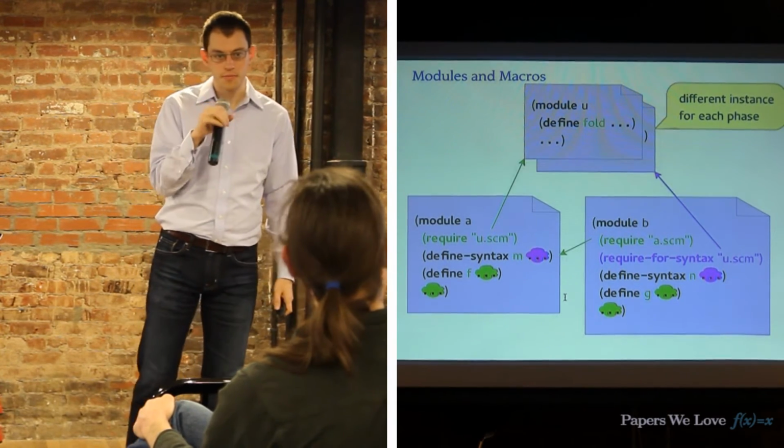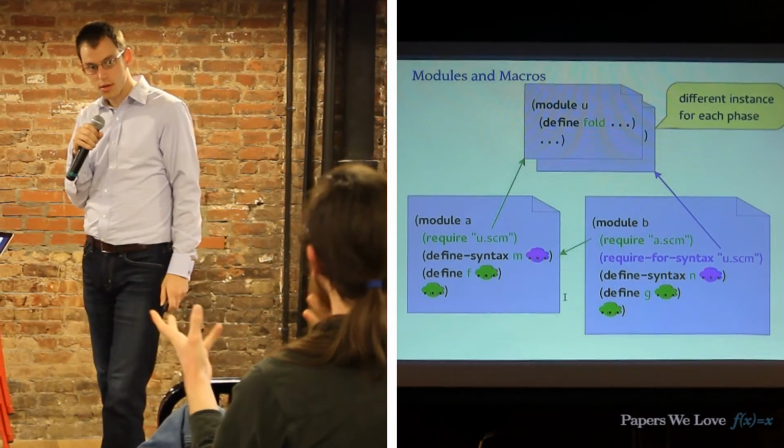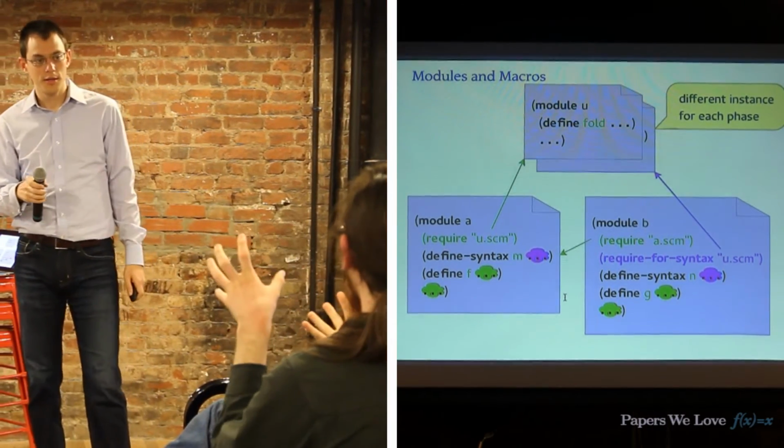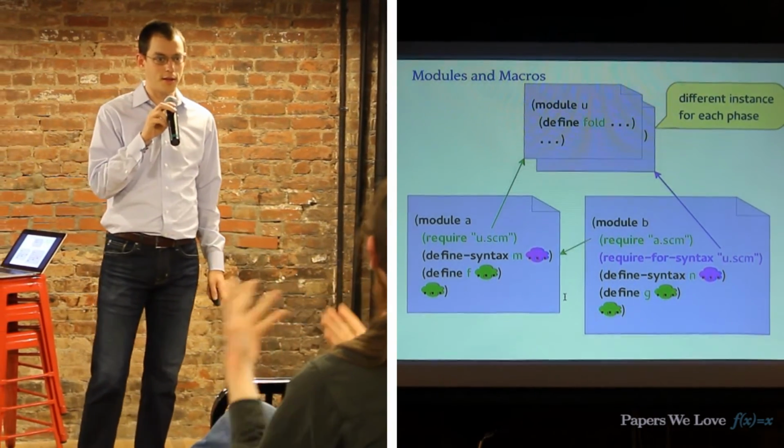So does that mean that if module U creates some local mutable state, that there are going to be 2 copies of that, one at compile time and one at runtime, that don't see each other?